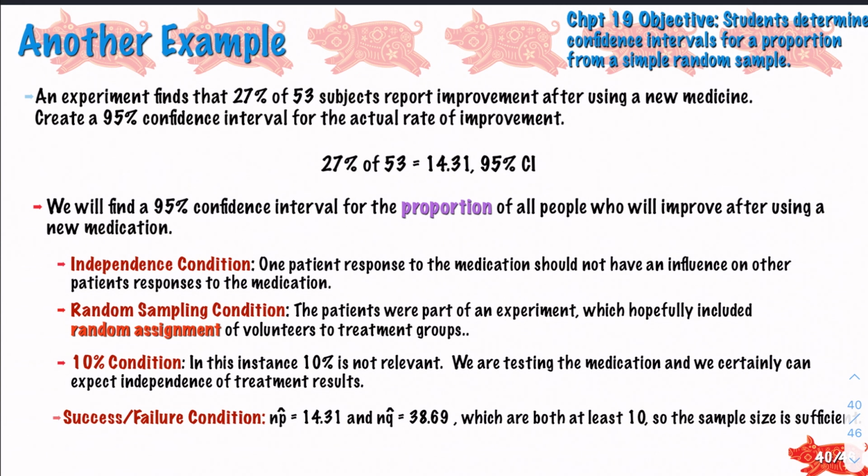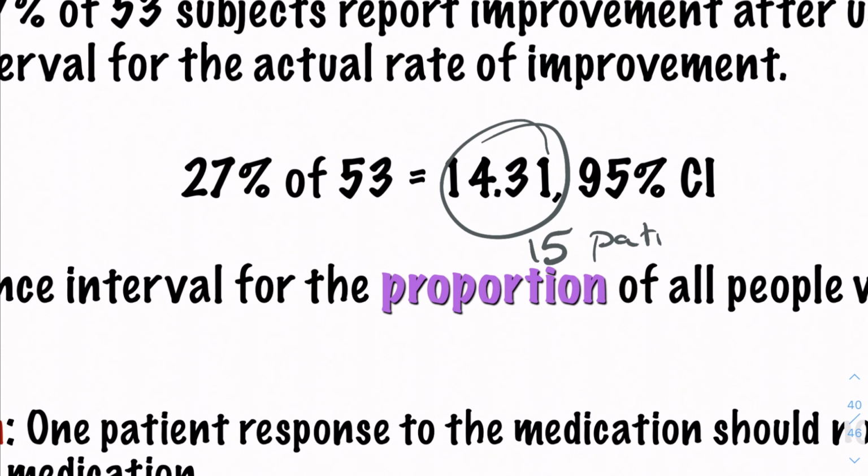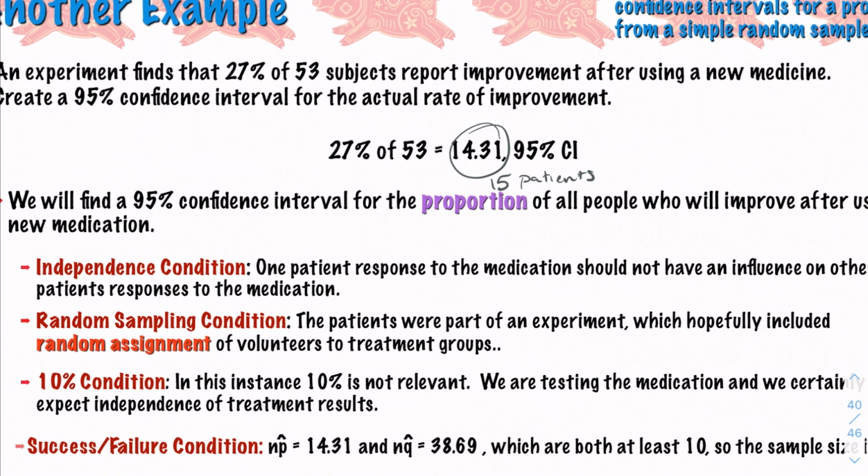One more example. An experiment finds 27% of 53 subjects report improvement after using a new medicine. Create a 95% confidence interval for the actual rate of improvement. So 27% of 53, which is 14.31 patients. Now, you can't have 14.31 patients, so we're going to say this is 15 patients at a 95% confidence interval.